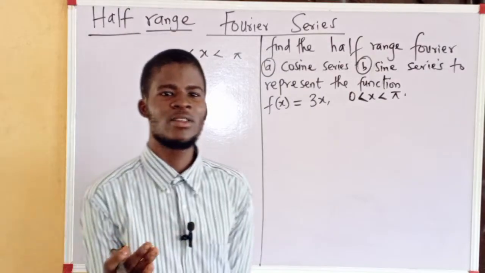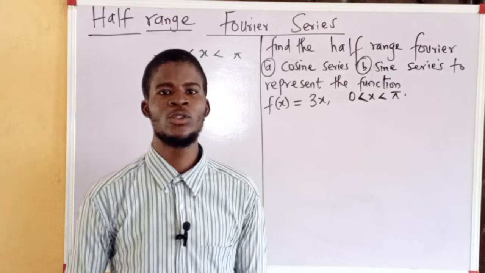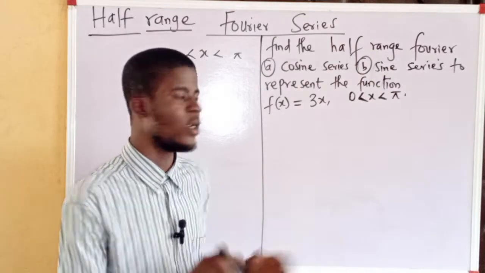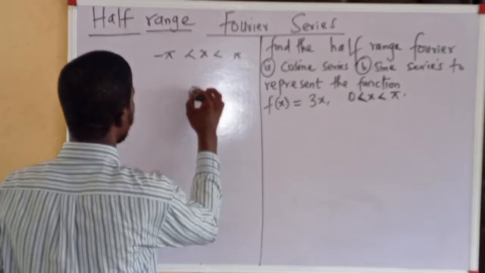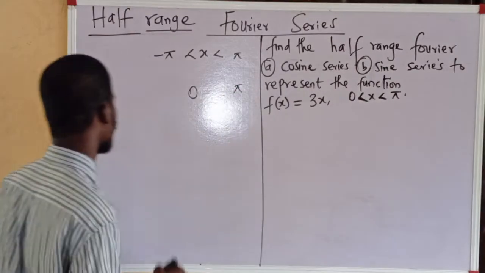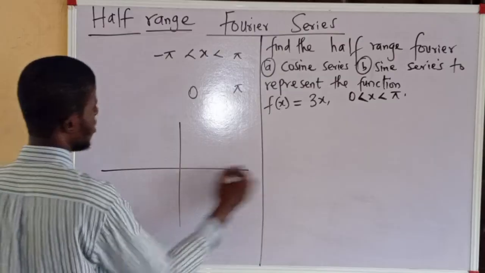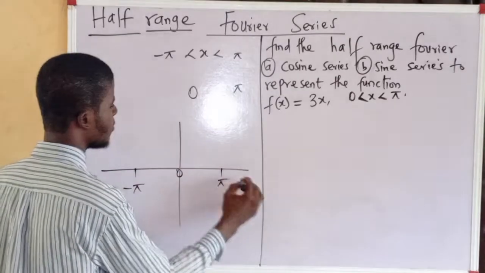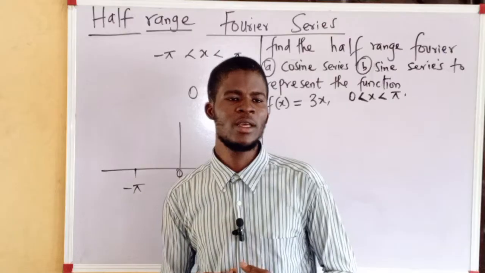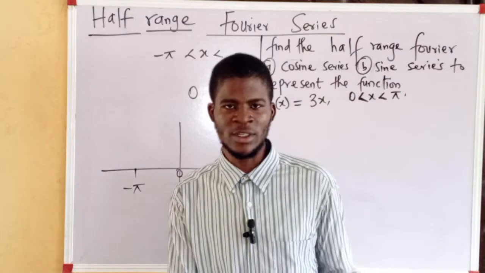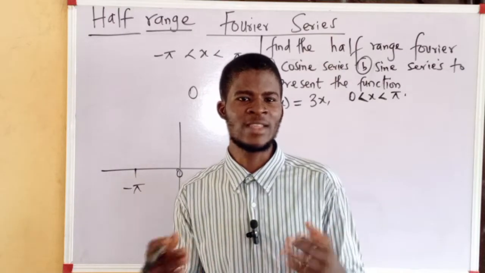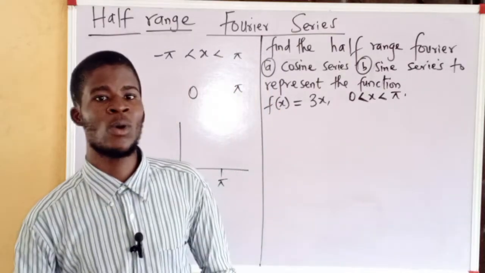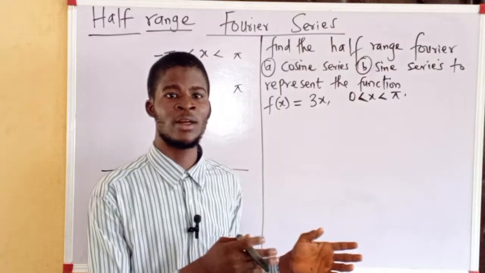But in practice, we often encounter functions that are defined over half of this range, like from 0 to pi. Look at it. Minus pi, 0, pi. So we can also determine a Fourier cosine series or a Fourier sine series to represent that particular function. So that's what we are going to talk about in this particular video.